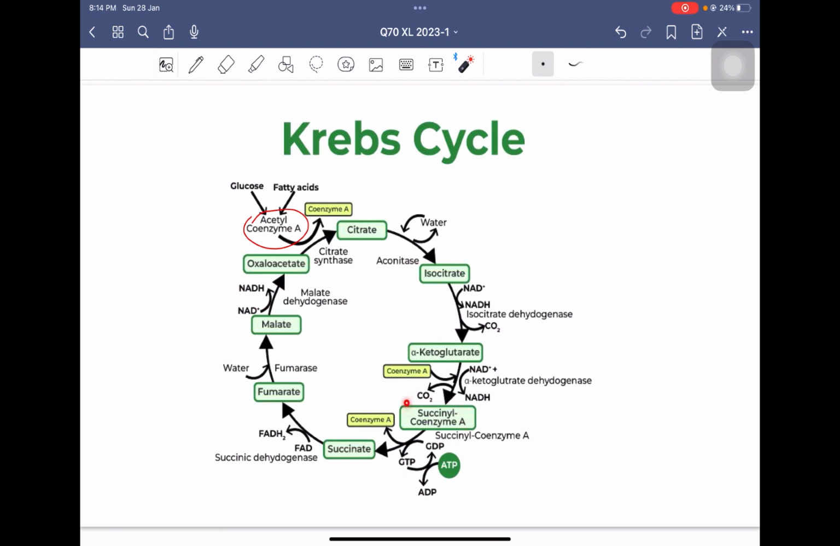Now succinyl coenzyme A will be converted to succinate with the help of succinate dehydrogenase. Now succinate will be converted to fumarate. In this process, FAD will be converted to FADH2. Now fumarate will be converted to malate, catalyzed by the enzyme fumarase. So this is a water addition reaction where fumarate is converted to malate.